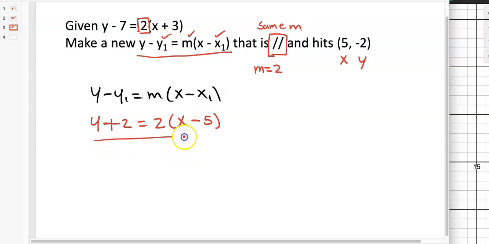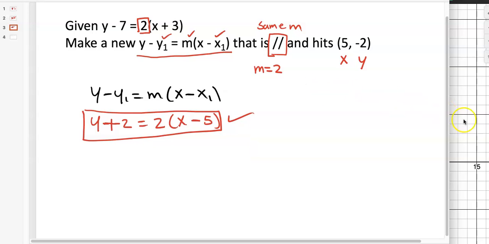And that's it. I'm done. I just made a point slope equation. Oops, that's not very good. Take that back. I just made a point slope equation that is parallel and hits 5 and negative 2. I'm done. That's it. That's the answer right there.